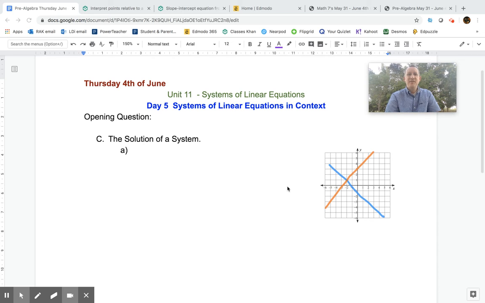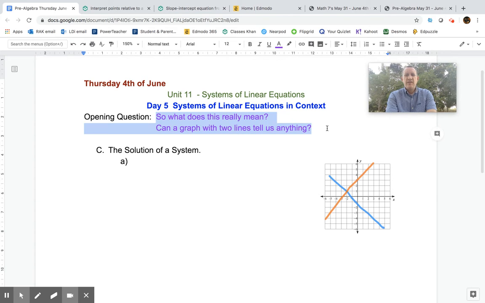Good morning, class. So today we're going to learn about using systems of linear equations in context. What does it mean to have a system of linear equations? In this opening question, I just want you to think about this. What does all this really mean? What if I have a graph with two lines? Can that tell me anything? Can I use it? What can I use it for?